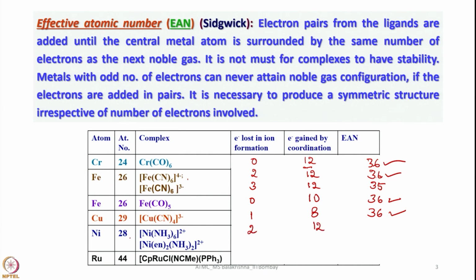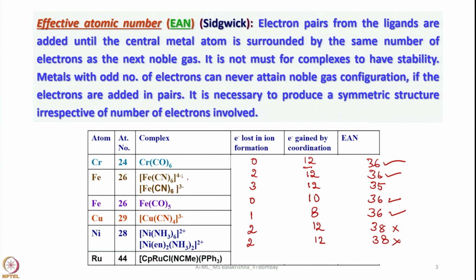Nickel, if you consider, has 8 electrons, 2 electrons are lost and 12 electrons are coming. That means 26 plus 12, 38. It does not obey; we have 2 electrons in excess. The same thing is true in this case also. Instead of 6 ammonia, we have 2 ammonia and 2 bidentate ligands, ethylenediamine. The total number of electrons coming is again 12. So, here again it is 38. It does not obey.